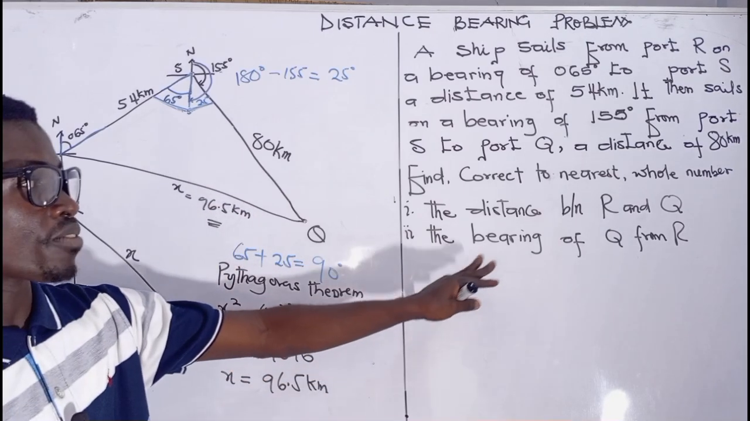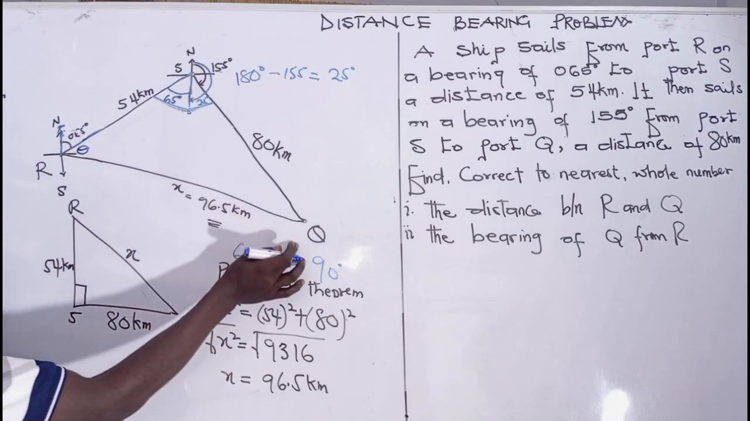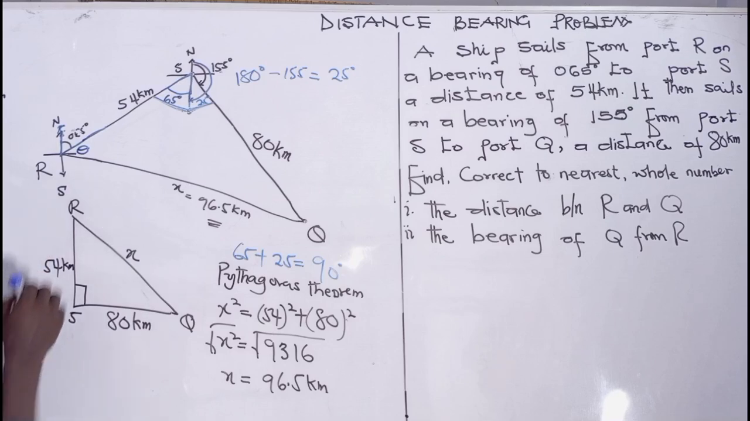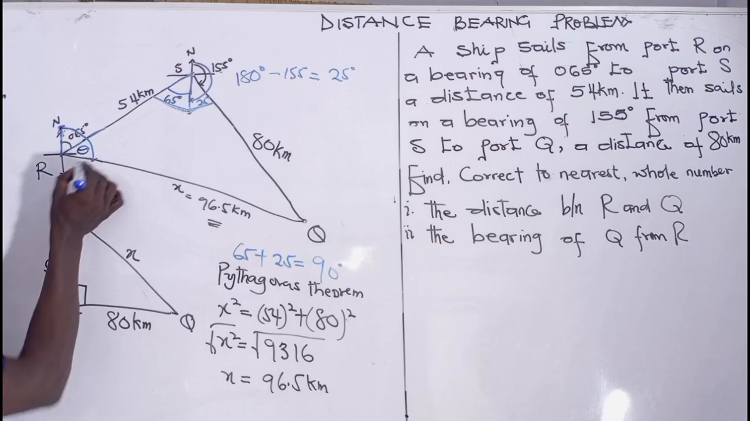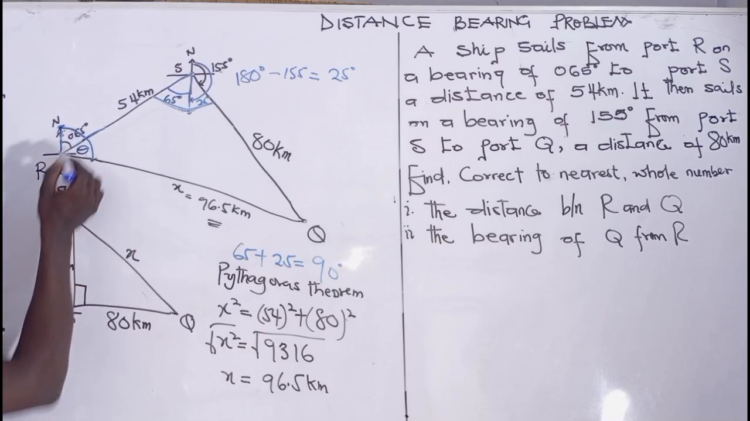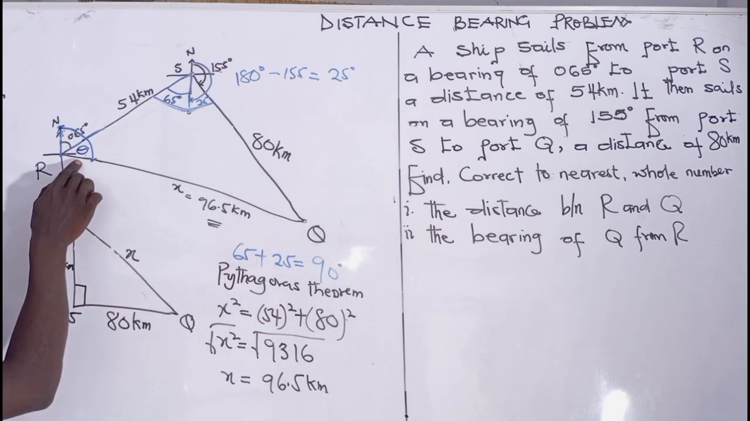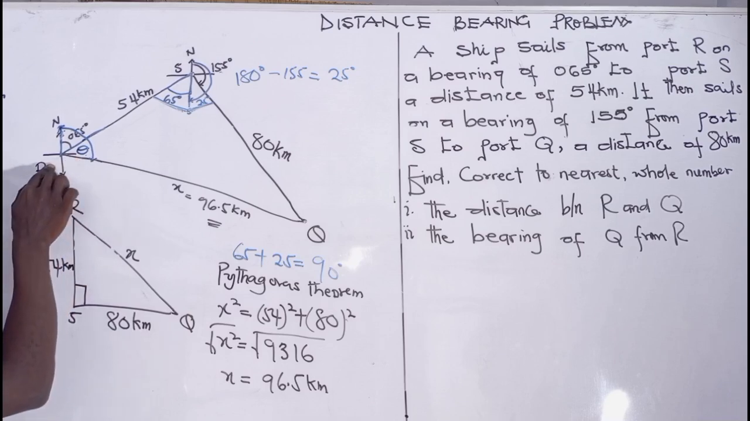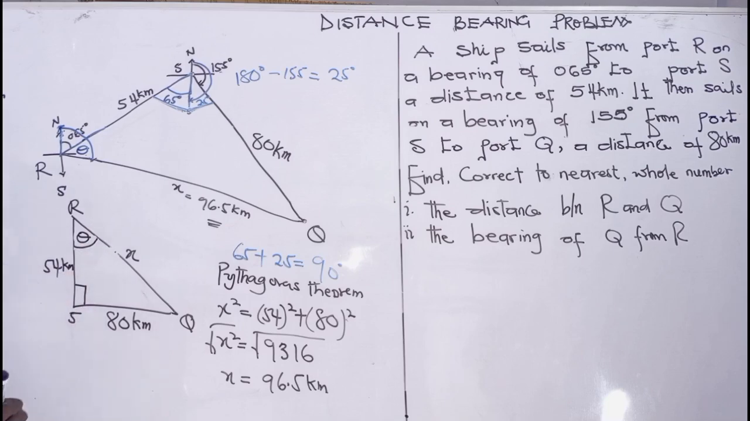Now let's move on to the next question. We want to find the bearing of Q from R. So to find the bearing of Q from R, we are going to start measuring from the north in a clockwise direction till we get to this particular line. In that case, we have to find this angle and then we add it to this angle to give us the bearing of Q from R. Now we know that angle theta is at R, so we are going to place the angle here. We have angle theta. Now once we have this, we can apply the trig ratio to find angle theta.